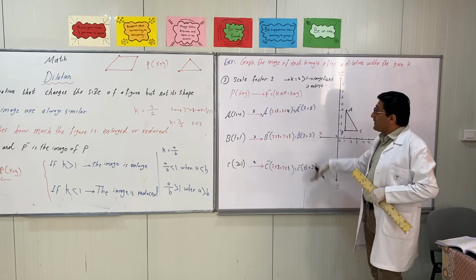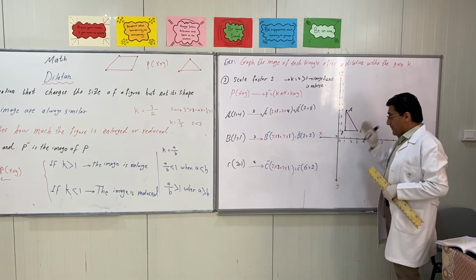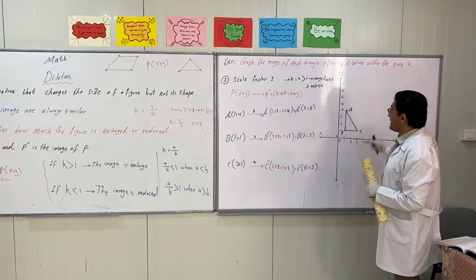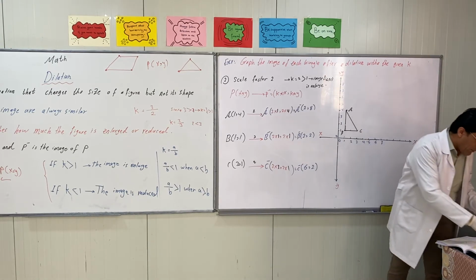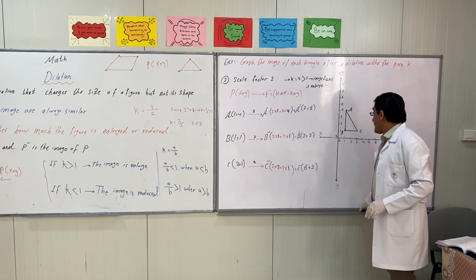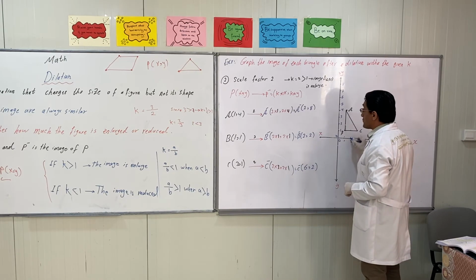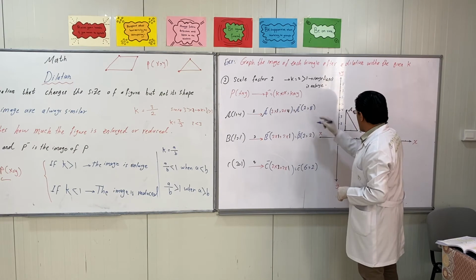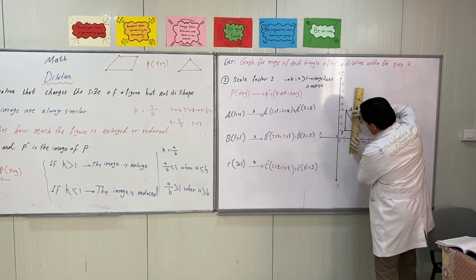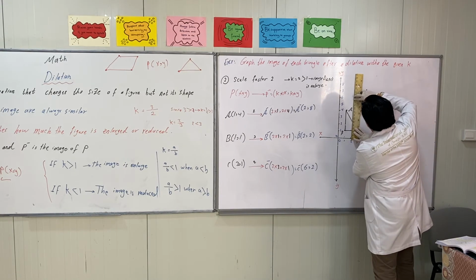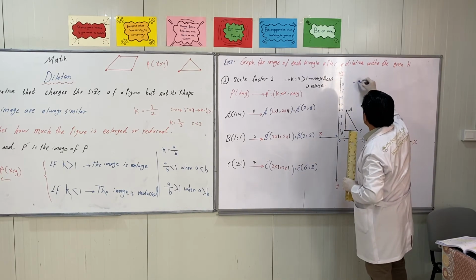So now we have 3 new points: A', B', C'. Plot A', B', C' on the coordinate plane and connect them to make the image triangle A'B'C'. A' is (2, 8): x is 2, y is 8. Where is (2, 8)? This point is A'.